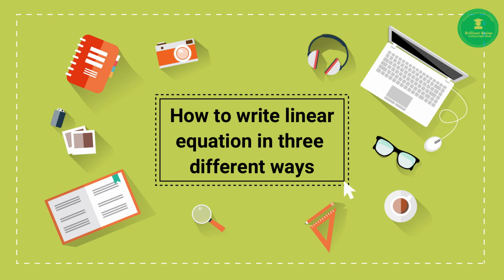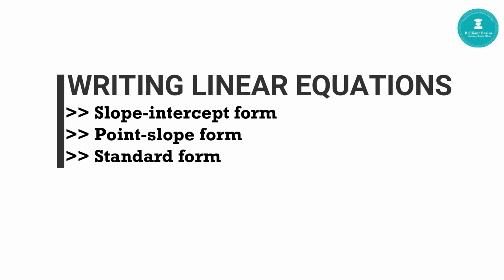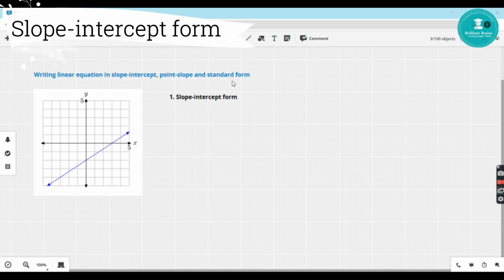Today we're going to learn how to convert a line into three different forms of mathematical equations. We're going to learn what is slope-intercept form, what is point-slope form, and what is standard form of linear equations. Let's start the video. As you can see there, we have a line and we want to convert this line into slope-intercept form, point-slope form and standard form.